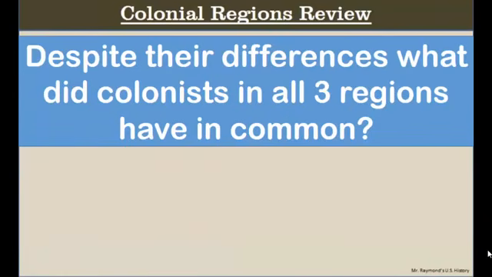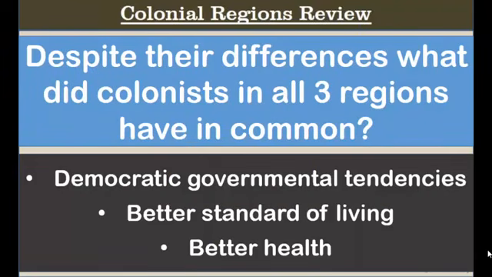This region was the least involved in the Atlantic trade network. The southern region. Despite their differences, what did colonists in all three regions have in common? Well, they developed democratic governmental tendencies. Again, we'll be looking at that next. A better standard of living, better health, and they had a lot more in common.